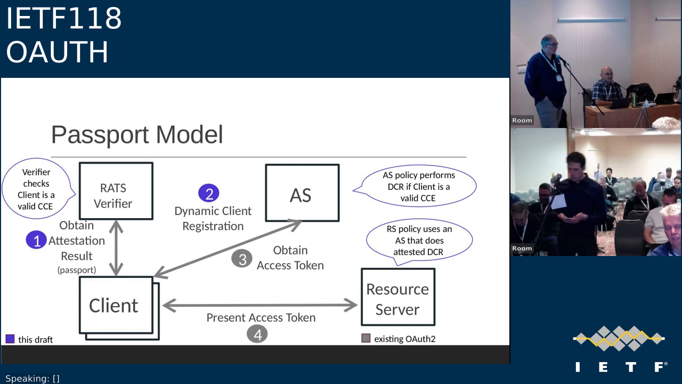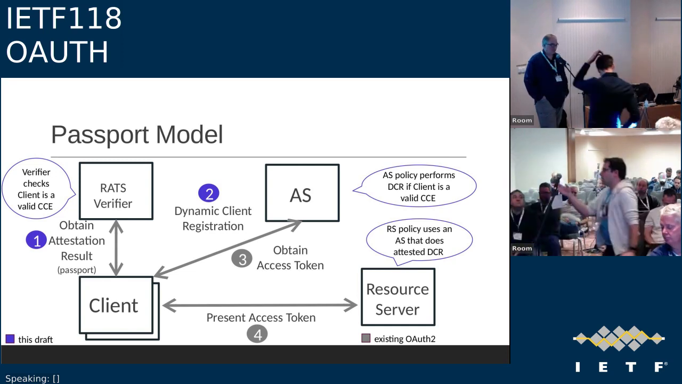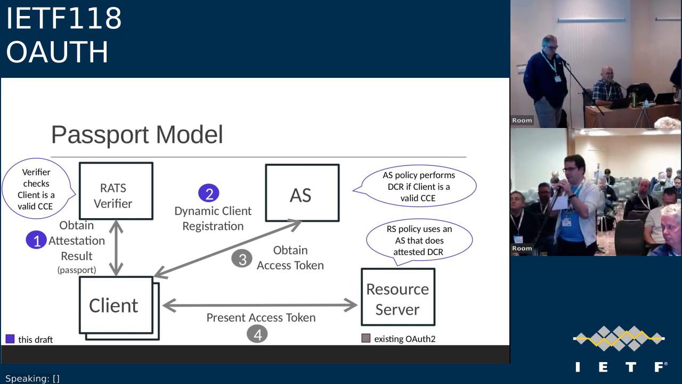OK. Thanks, Hannes. Aaron, quickly. I close the queue. I just wanted to say the dynamic client registration spec explicitly says this endpoint can require client authentication. So the way I was seeing it was that this attestation is an input into the dynamic client registration endpoint. And if you want to call it client authentication, then you could actually just use this other draft that already calls it client authentication on the registration endpoint. We don't need to write anything new.